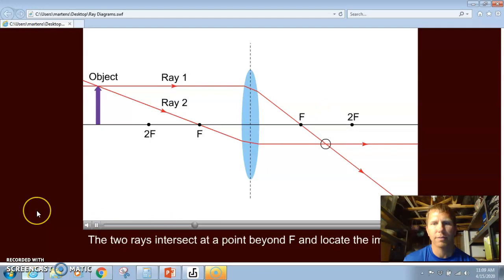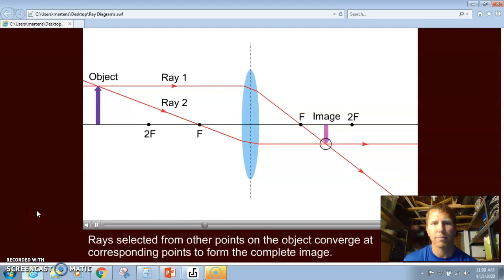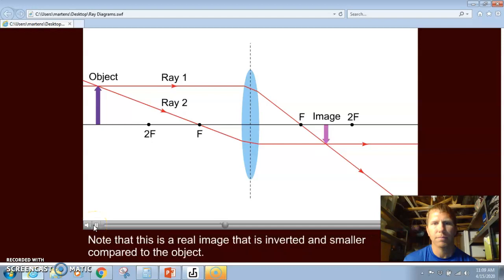The two rays intersect at a point beyond F and locate the image. Rays selected from other points on the object converge at corresponding points to form the complete image. Note that this is a real image that is inverted and smaller compared to the object.